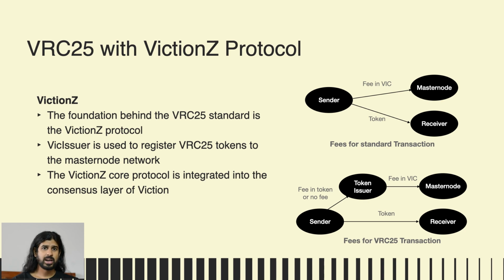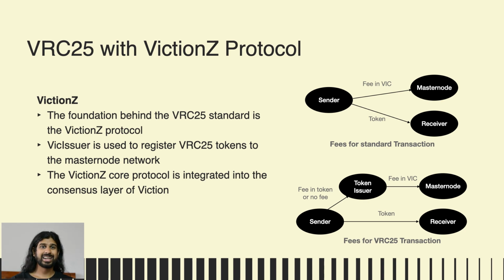So the Vicin issuer smart contract is a crucial part of the functionality of VRC25. Token issuers register VRC25 to the Vic issuer smart contract, and this acknowledges to the masternode network that the issued token will be following this protocol, the Vicin Z protocol. So the Vicin Z core protocol is integrated into the consensus layer of Vicin. If a VRC25 token is registered to the Vic issuer contract, Vicin Z enforces all transactions to the VRC25 contract to follow this protocol. So this is what changes the fee structure on the infrastructure level.